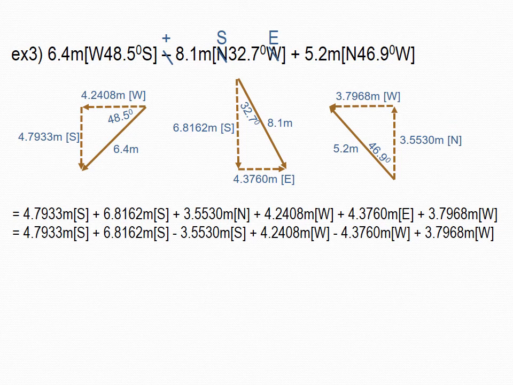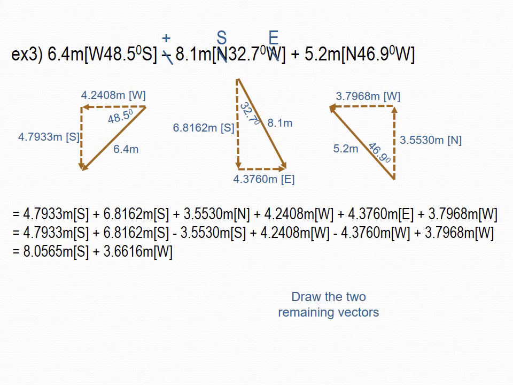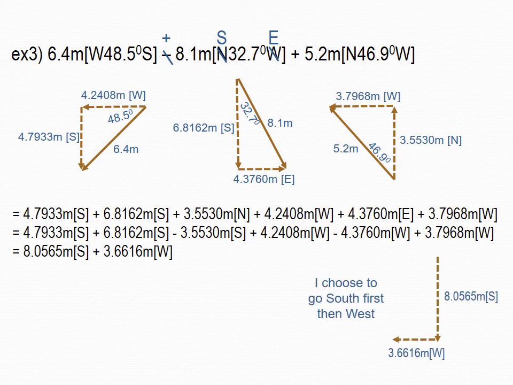I will now add all the souths together, and I will add all the west values together. And that gives me a total of 8.0565 meters south, added to 3.6616 meters west. So draw the two remaining vectors. I went south and then west first. So south and then west. I then draw my resultant vector from where I started down to where I finished.